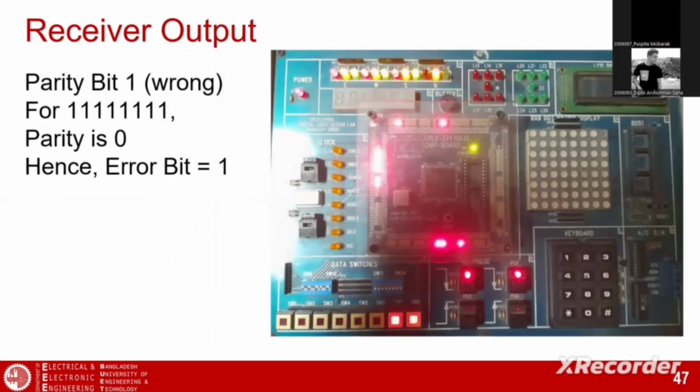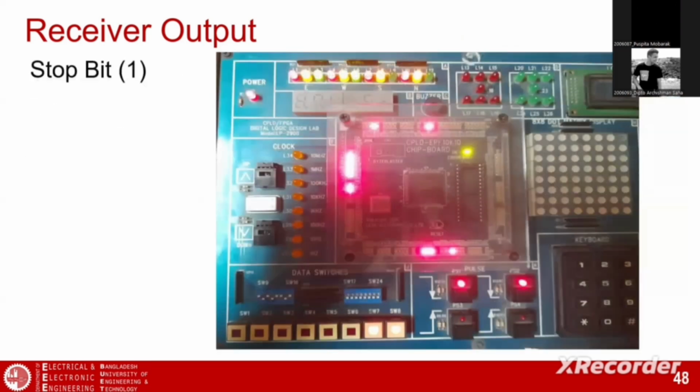Yes, the parity bit is being sent as 1 here. Since the parity bit is 1, but our checked parity is 0, the error bit will also show 1. Here L11 is lightening up, so that means there is error. And in the next case, let us see, the stop bit is equal to 1. The stop bit indicates the process is complete, so L10 has lightened up.